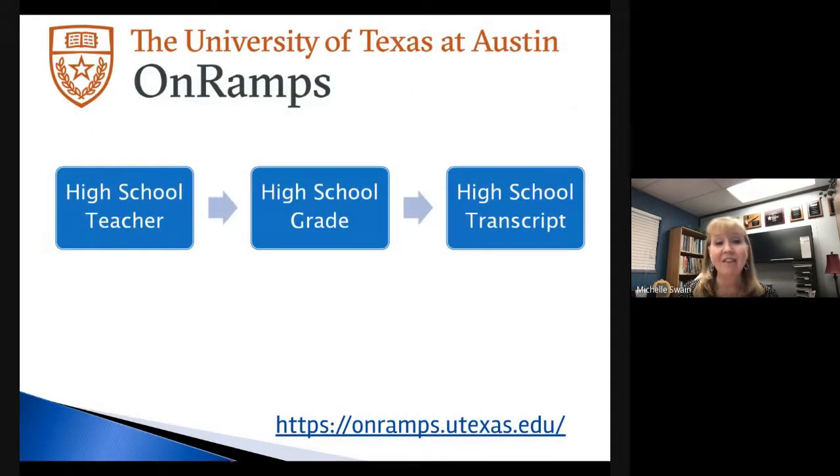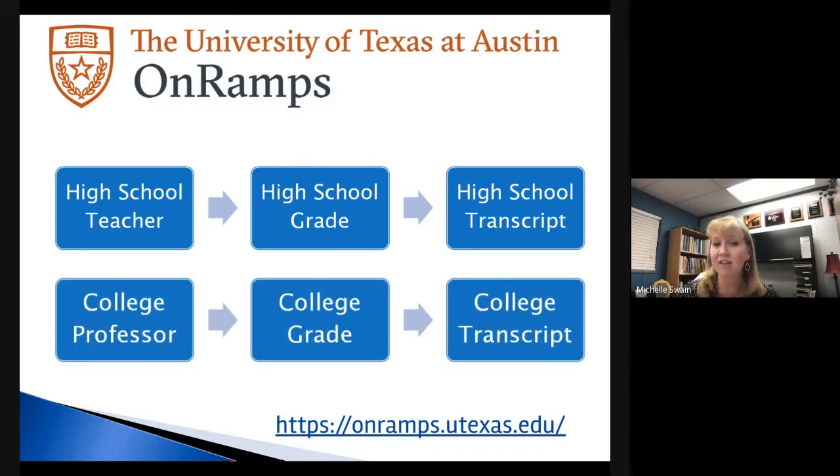So again, they have the high school teacher that gives the high school grade and is generated on the high school transcript, but they also have the college professor and the college grade that goes on the college transcript. There are a lot of safety nets built into OnRamps. So if a student is not being successful on the college side, they stay in the high school course and they complete the high school course and still get the high school credit.